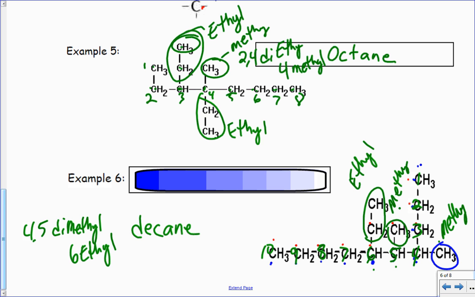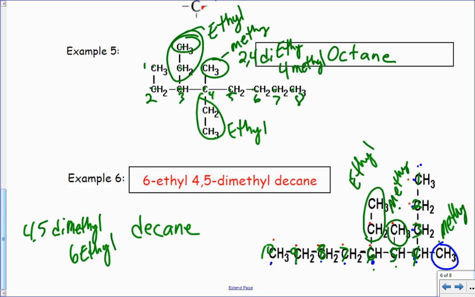Okay, let's see if I got it right. Oh, they did the 6-ethyl first. The math is still correct. The reason why they named it this way is that ethyl is more complex than a methyl, I guess. I'm going to take both answers. 6-ethyl 4,5-dimethyl decane. But otherwise, I got the numbers right, and more importantly, the number and the numbers in the side chains are correct so that I can redraw it. Either way I write it, I'm going to draw the exact same thing. That's the point of how we do this.